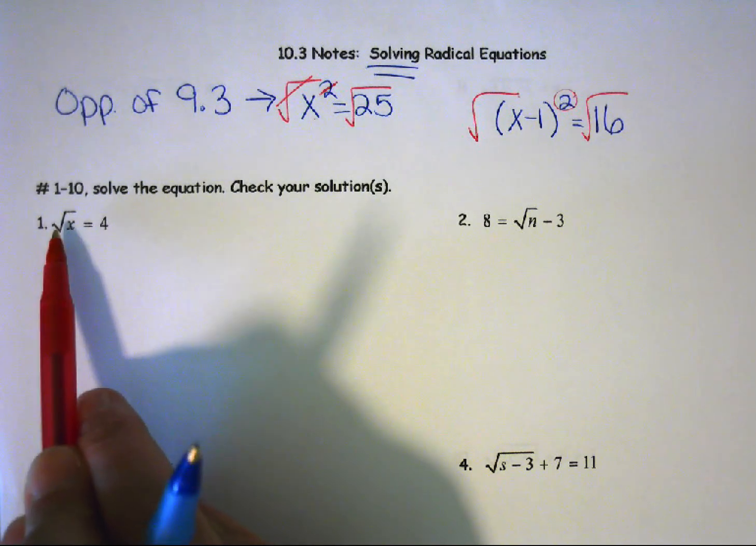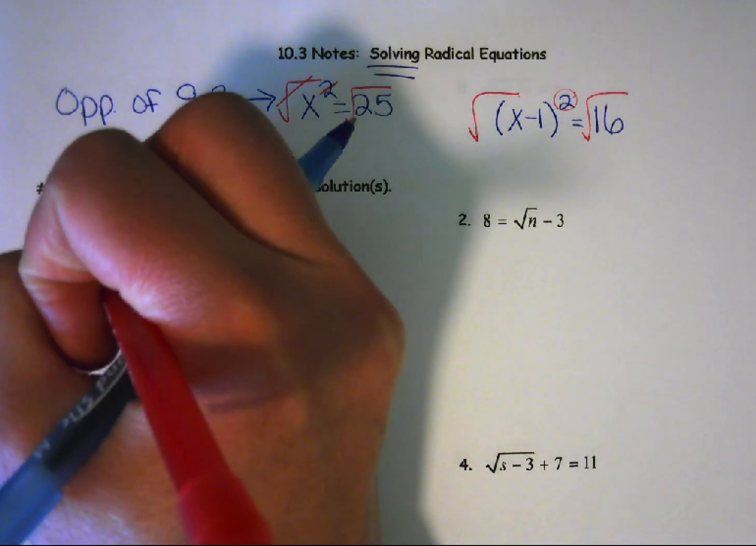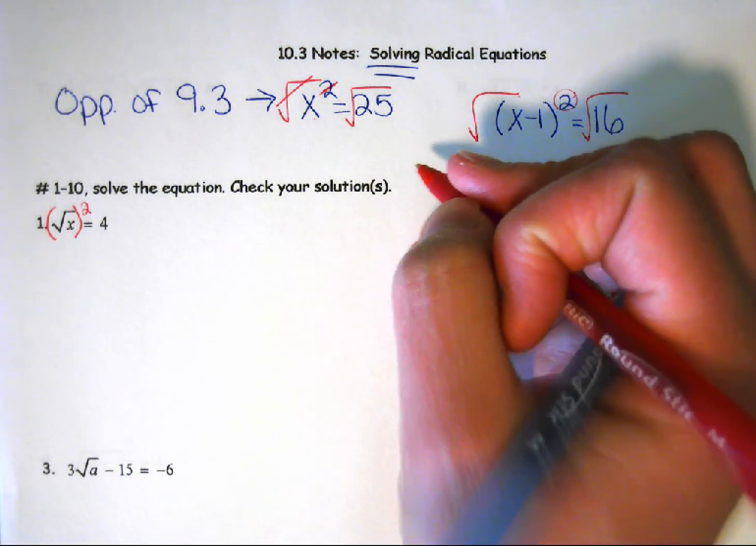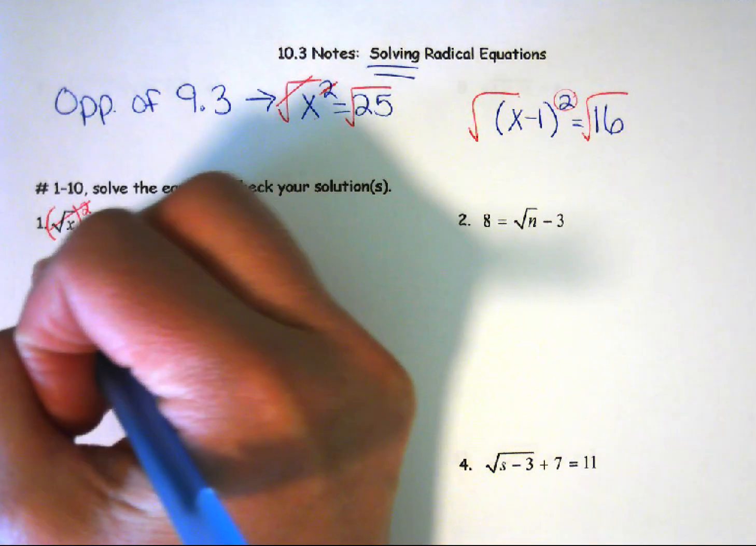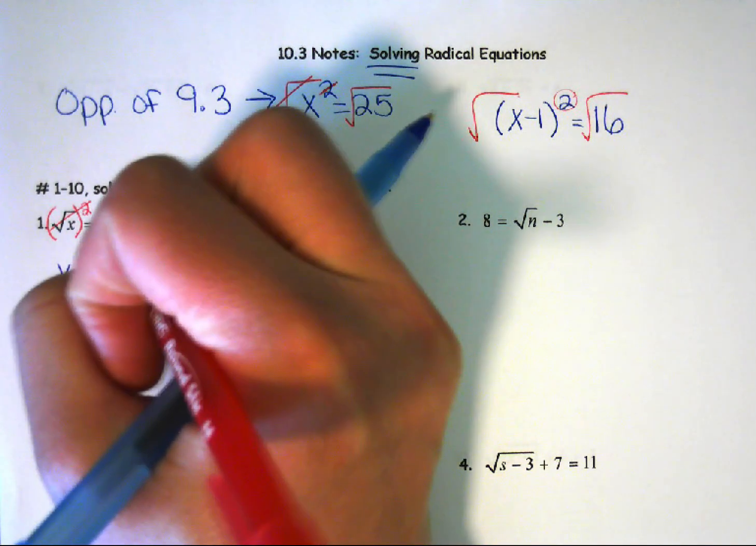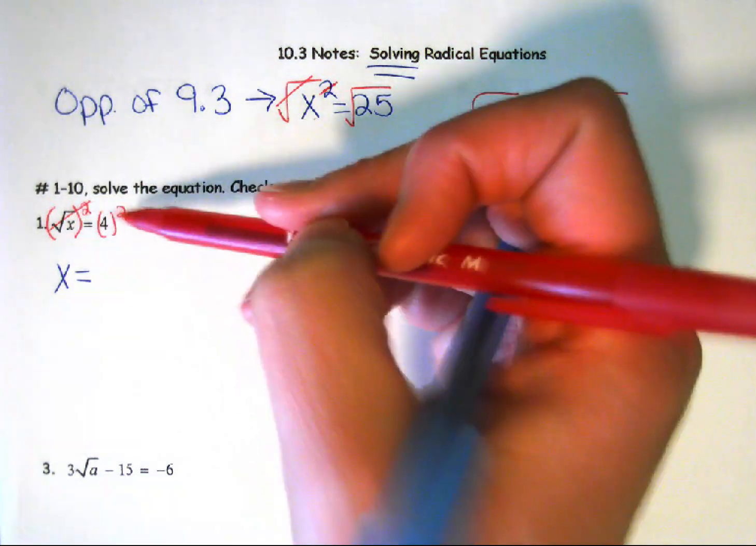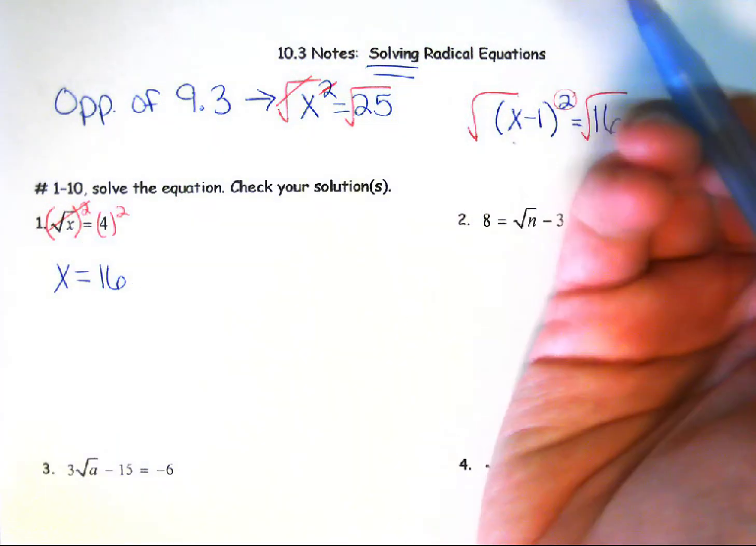So how are you going to cancel the square root? To cancel the square root, you would just square both sides. If I square this, it cancels the square root, and I would just be left with x. But then I also have to square this side. Whatever you do to one side, you have to do to the other. Now, 4 squared is just 16, and you're done.